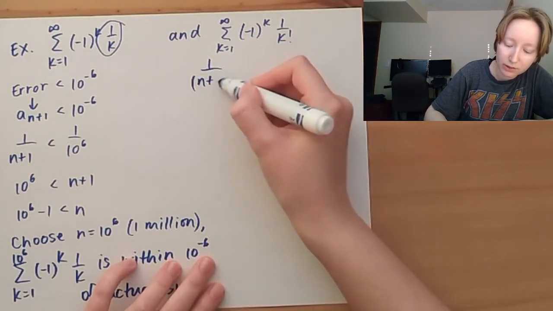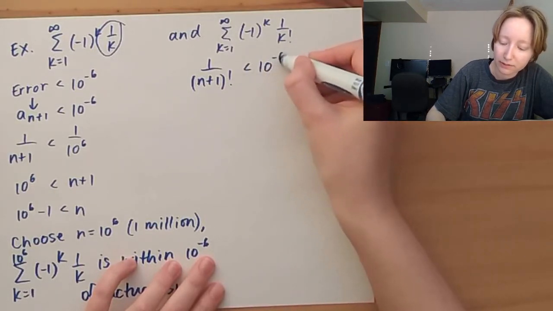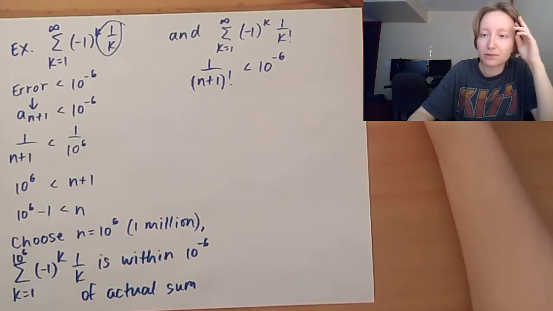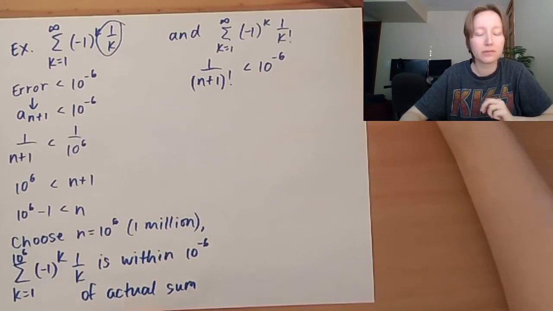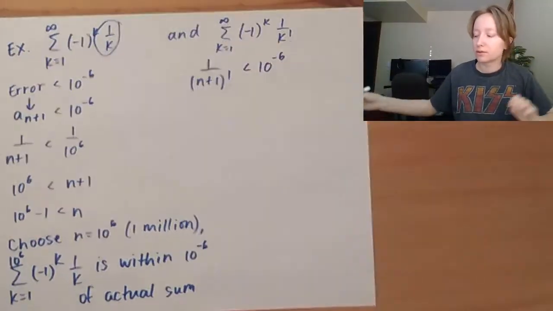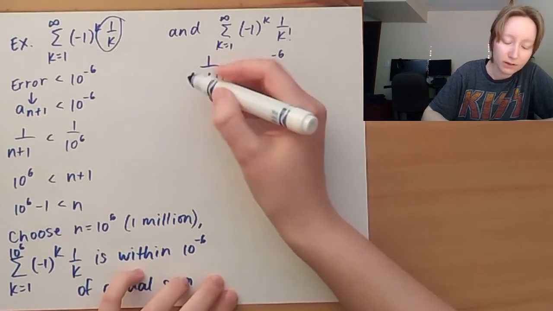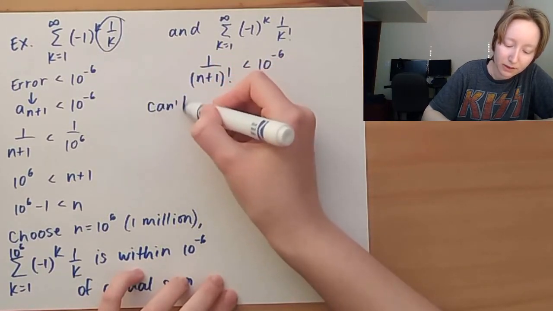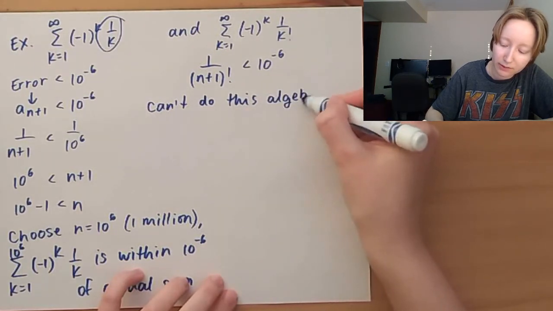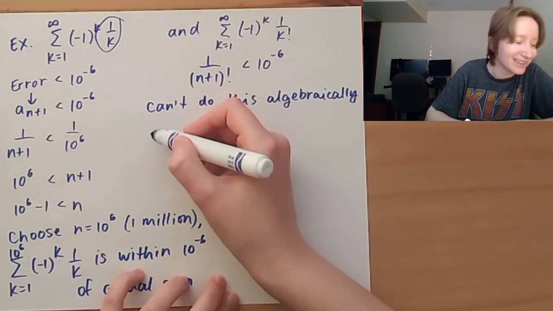Okay, so I'm going to have the following relationship. 1 over n plus 1 factorial has to be less than 10 to the negative 6. And unfortunately, we can't quite come up with a mathematical relationship to do this. We have to try out a couple of terms. So we have to do this numerically. Cannot do this algebraically. Okay, so let me try a couple of terms, because I sort of know what the answer is.